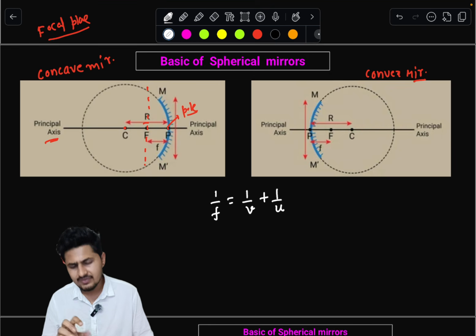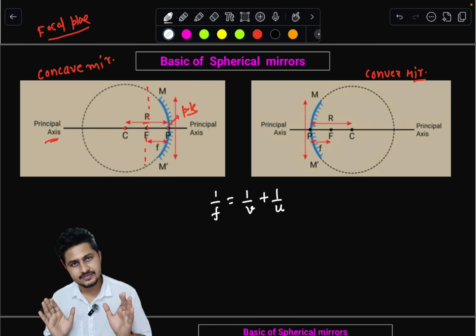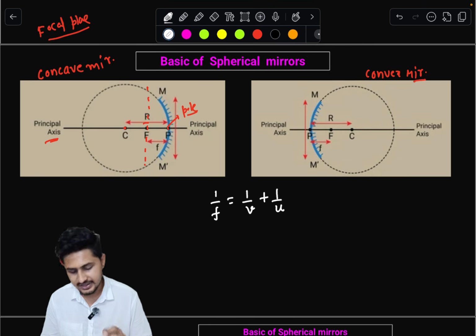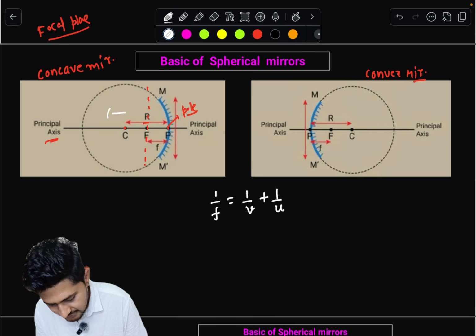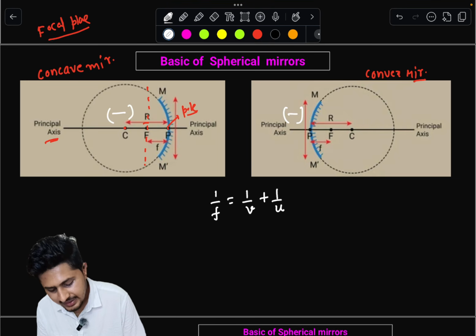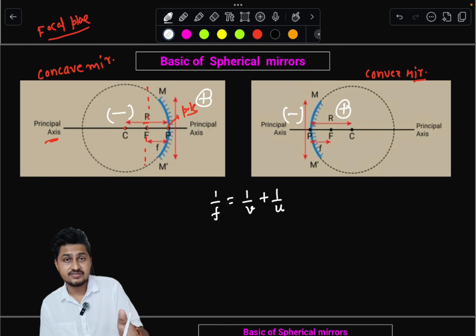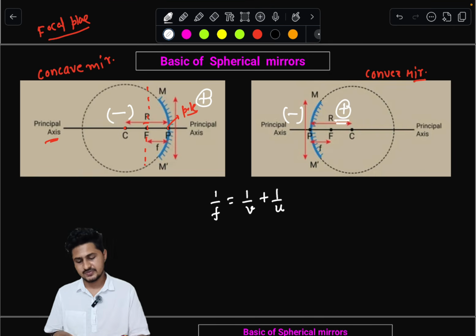So how to do the sign convention? I will tell you one simple trick, very simple. Whatever you see in front of the reflecting surface, you have to take as negative. So this part is going to be negative, this part is going to be negative, and behind the mirror it is going to be positive. Or you can say the side of the polished surface is going to be positive. You can see it in this particular diagram.